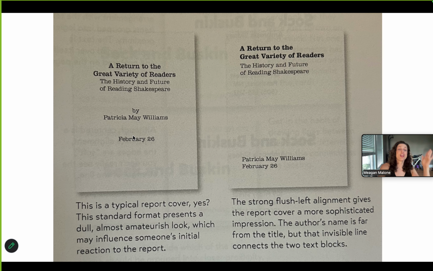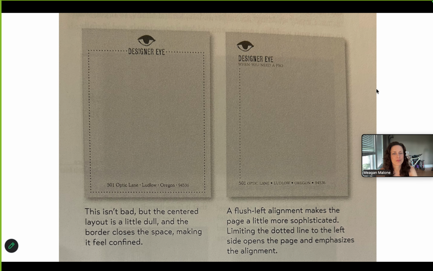But if you're designing your own, you want to be interesting, you want to be bold, you want to be strong. So she says a strong flush left alignment gives the report a more sophisticated impression. And you have the name of the person far away so that it makes it more interesting and you actually pay more attention to it.